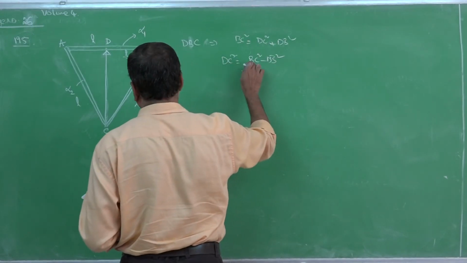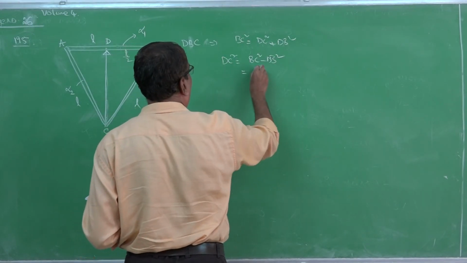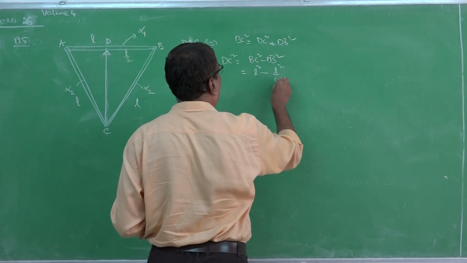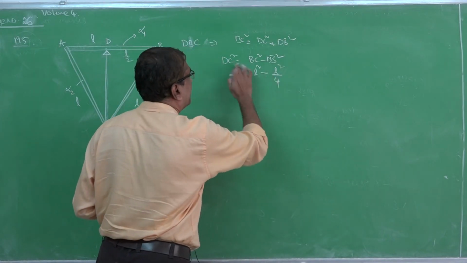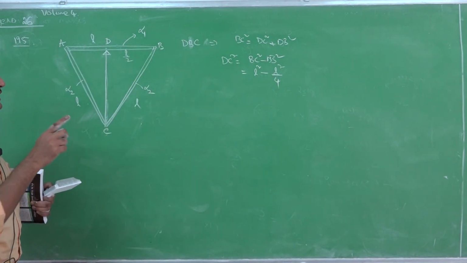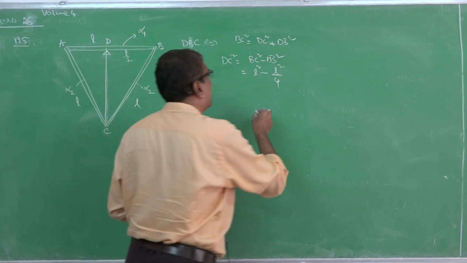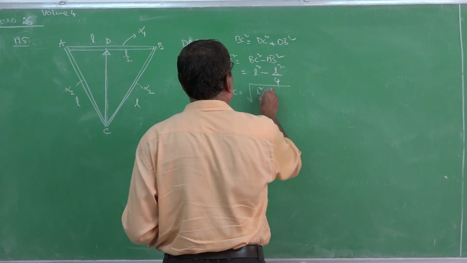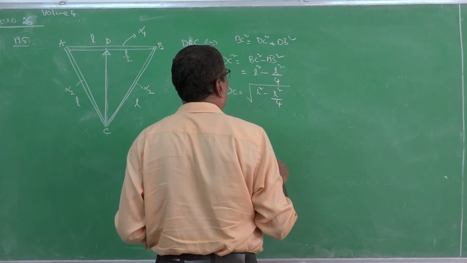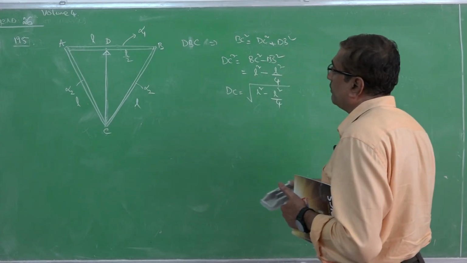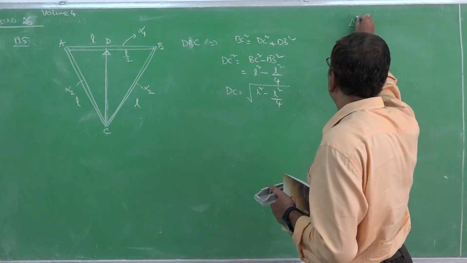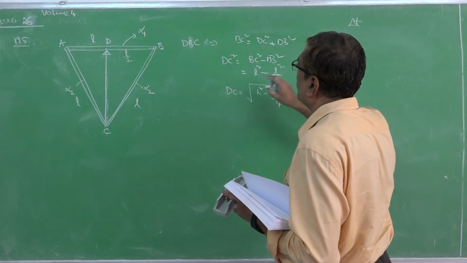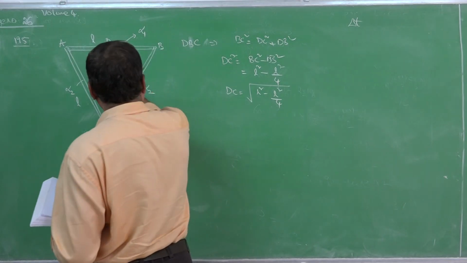Okay, BC square is L square minus DB square, that is L by 2 whole square, that is L square by 4. So this is the length DC. To remain this length DC constant, DC is equal to square root of L square minus L square by 4. Now for a particular temperature change delta T, these lengths increase.